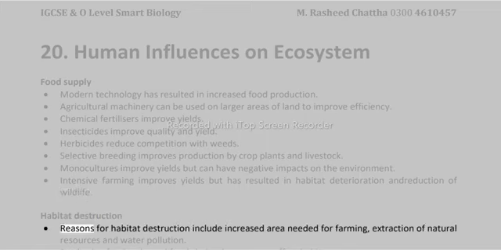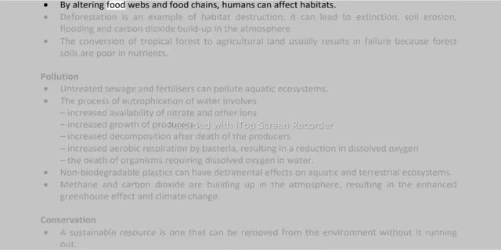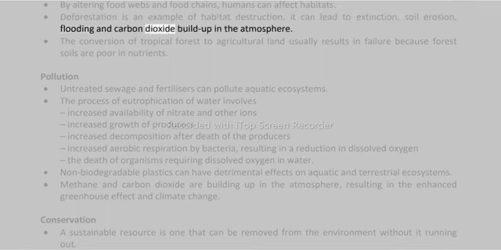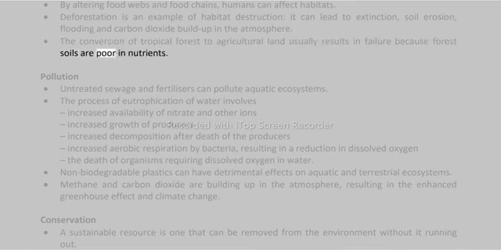Habitat destruction. Reasons for habitat destruction include increased area needed for farming, extraction of natural resources and water pollution. By altering food webs and food chains, humans can affect habitats. Deforestation is an example of habitat destruction. It can lead to extinction, soil erosion, flooding and carbon dioxide buildup in the atmosphere. The conversion of tropical forest to agricultural land usually results in failure because forest soils are poor in nutrients.